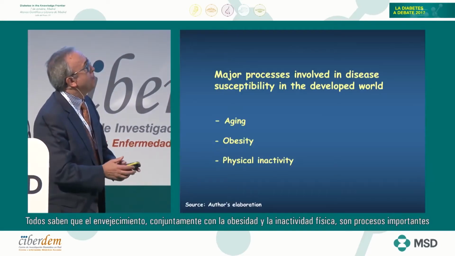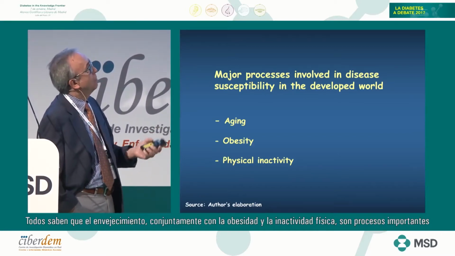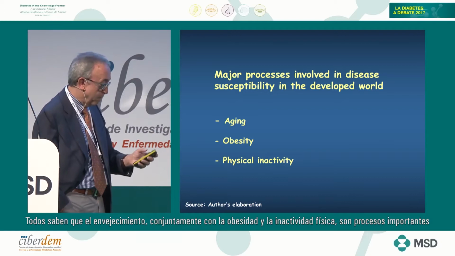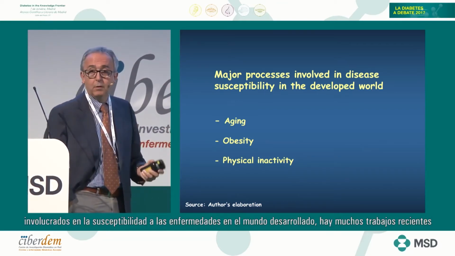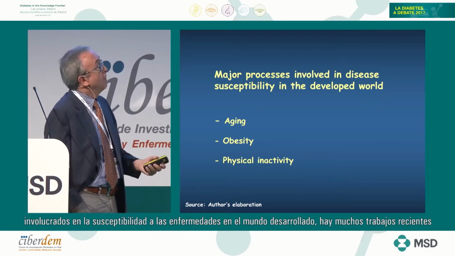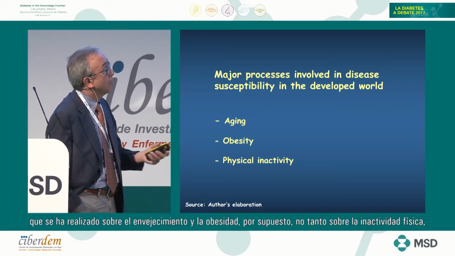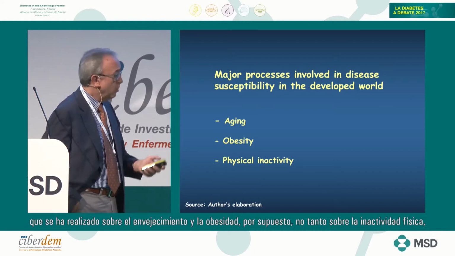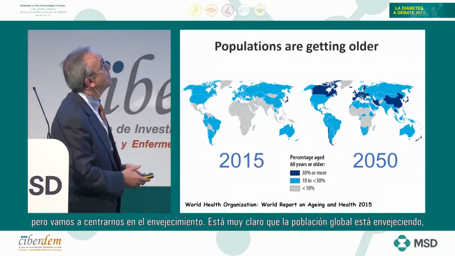So you all know that aging, together with obesity and physical inactivity, are major processes involving disease susceptibility in the developed world. There is a lot of recent work being done on aging and on obesity, of course, not so much on physical inactivity. But let's focus on aging.